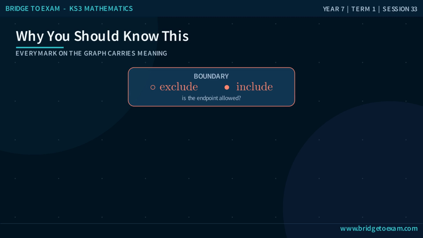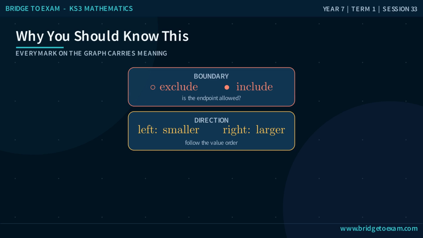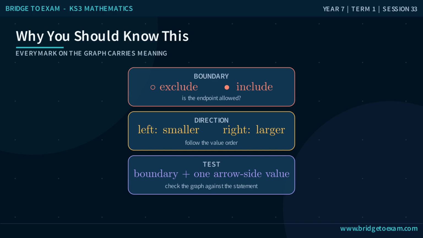The circle tells you whether the boundary value itself is allowed. The arrow tells you whether solutions become smaller to the left or larger to the right. Testing the boundary and one value on the arrow side quickly checks whether your graph matches the statement.